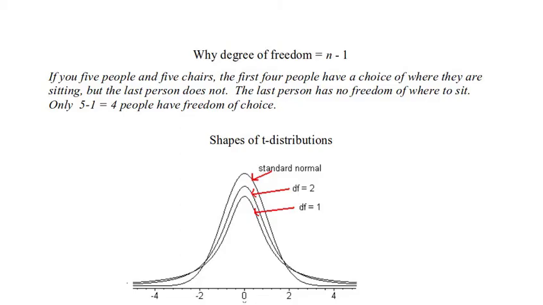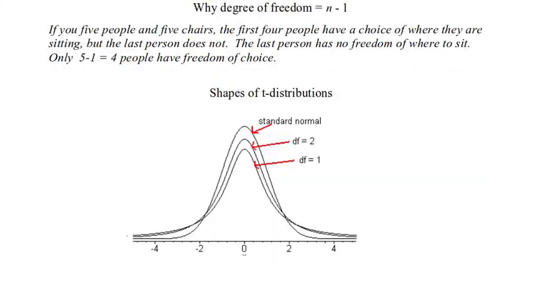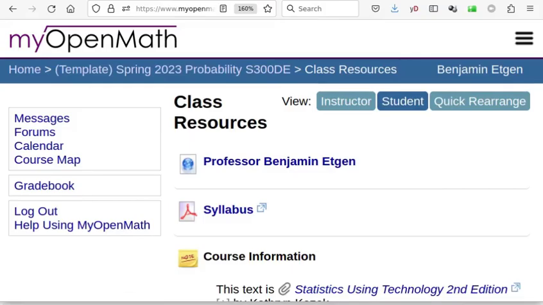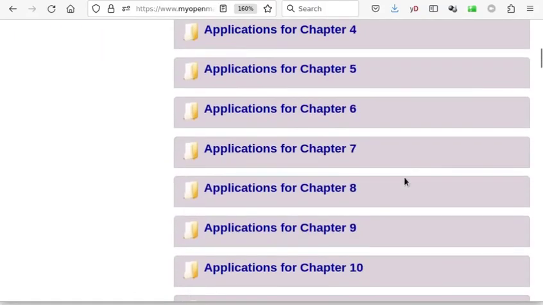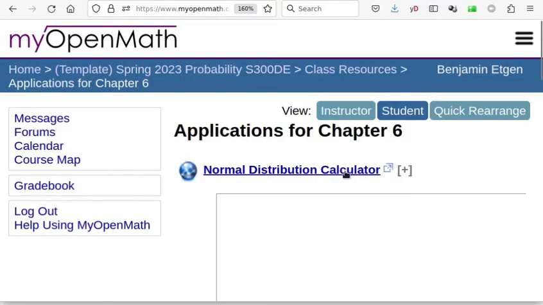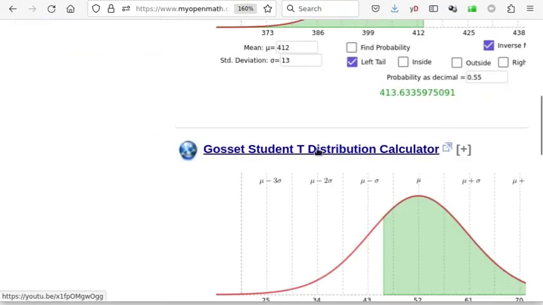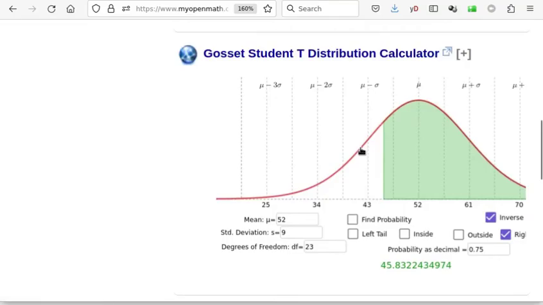The shape of the student t-distribution looks very similar to a standard normal curve. But as the degree of freedom changes, it varies from a standard normal curve. Let's take a look at how we compute probability with a Gossett student t-distribution. So let's go into our class resources and down to the applications for Chapter 6. We have the normal distribution calculator, and we also have the Gossett student t-distribution calculator.